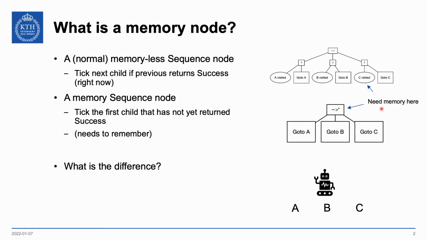And in both cases, you need memory. Either you have the memory in the node here, or you have the memory in the conditions here, remembering if A and B and C were visited, obviously checking some kind of variable where you store this knowledge.